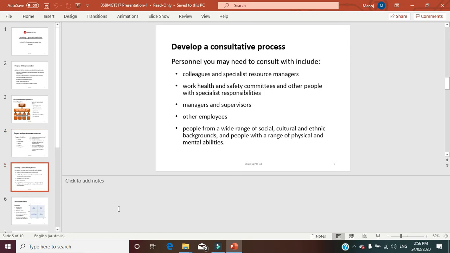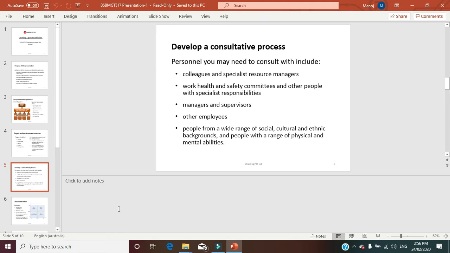So when you're planning your operational plan, you need to develop a consultative process as well. So what does it mean? You will have to talk with the people, you will have to consult. Without the consultation, no plan will be successful. You need to share your information, you need to share your vision, whatever the processes you have come up with.